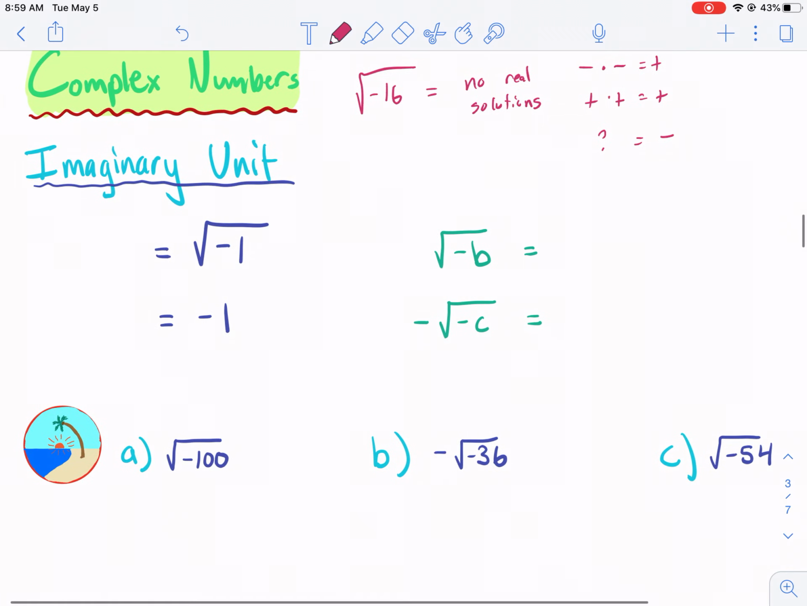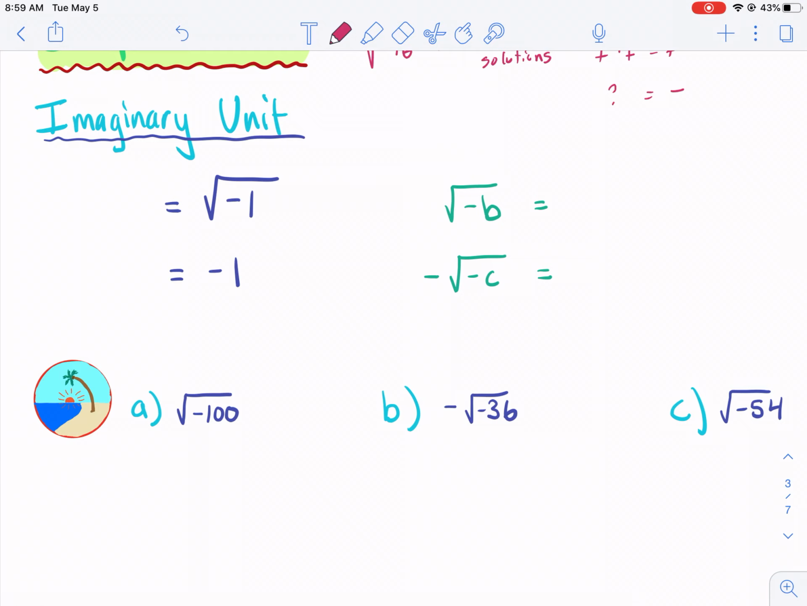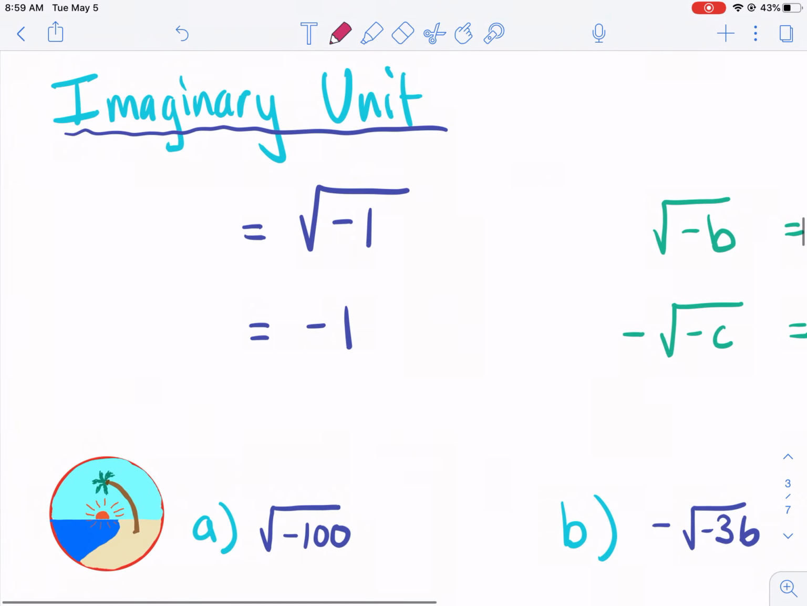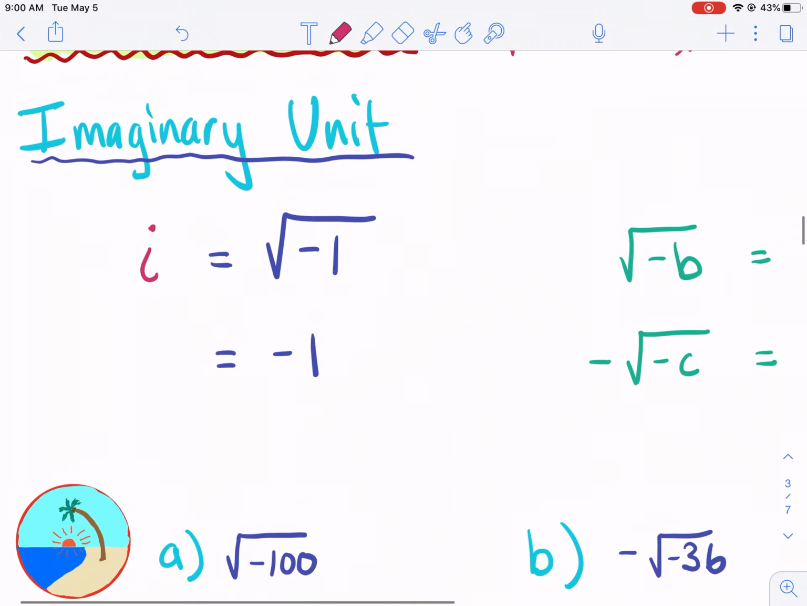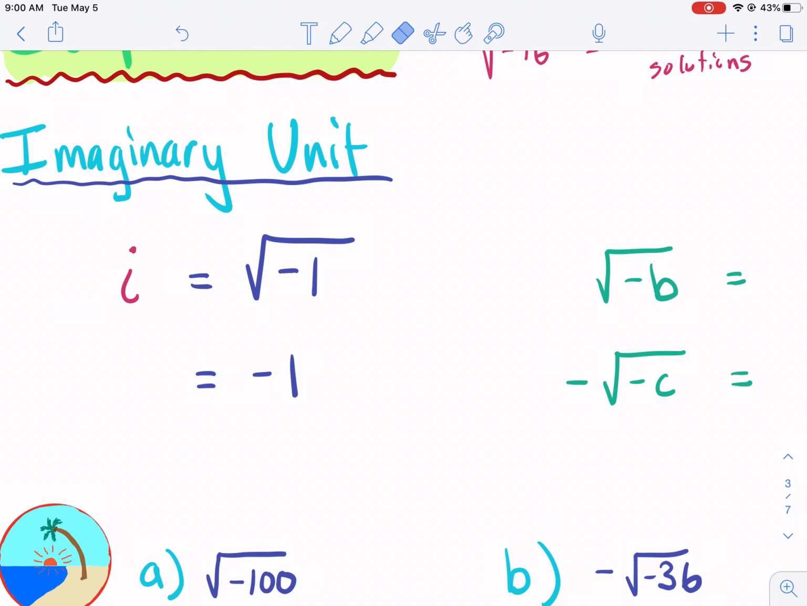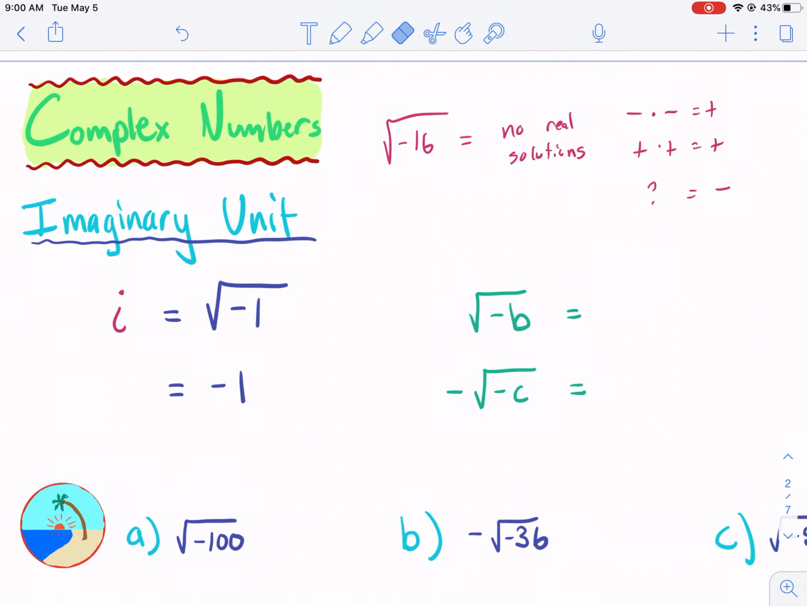So the imaginary unit is essentially the basis of complex numbers, and it really helps us handle these negative roots. So we have the square root of -1, and that is going to be the imaginary unit. That is i. That's what we define as i, and this is where everything is built up off of. So this is the basis of the imaginary unit.